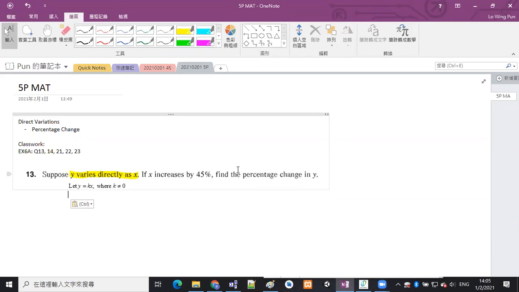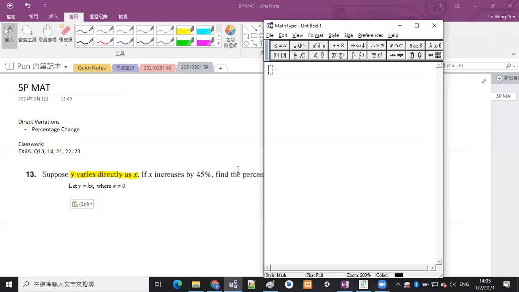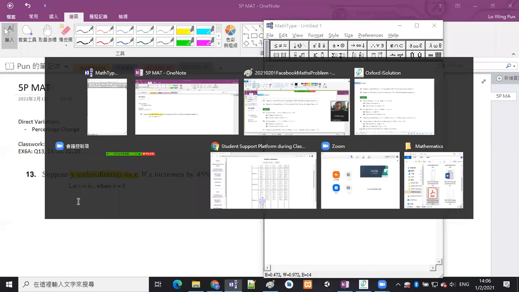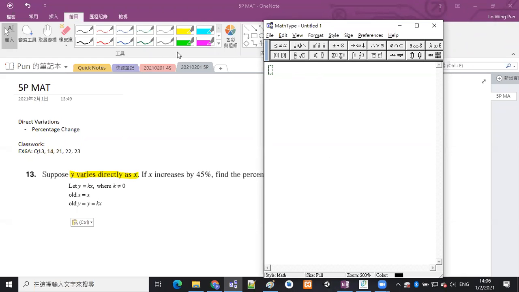Because this question is about percentage change, we have old values of x and y, and we have the new values of x and y. The old x is just x, and the old y is just y, right? But y is equal to kx. And then we will see which variable starts the change first.